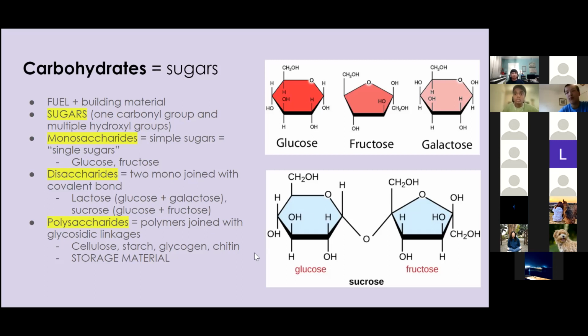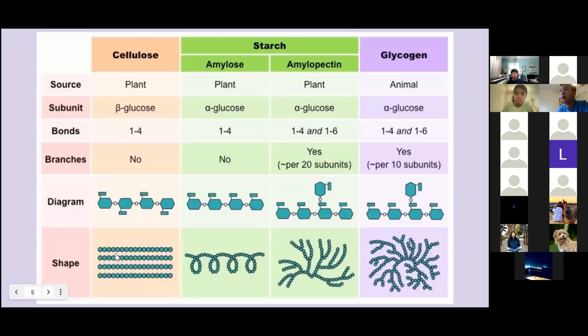Okay, so then we have polysaccharides, which are polymers joined with glycosidic linkages. And this is basically a bunch of sugars, not just limited to two like disaccharides. The thing to remember about polysaccharides is that they are basically storage material, and that's where we get all our energy from. So the four main types of polysaccharides are cellulose, starch, glycogen, and chitin. And in the next slide, I'll be talking more about these polysaccharides.